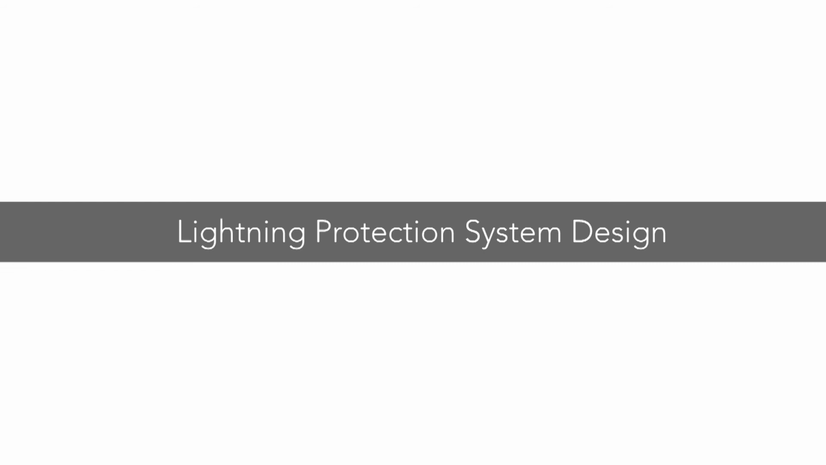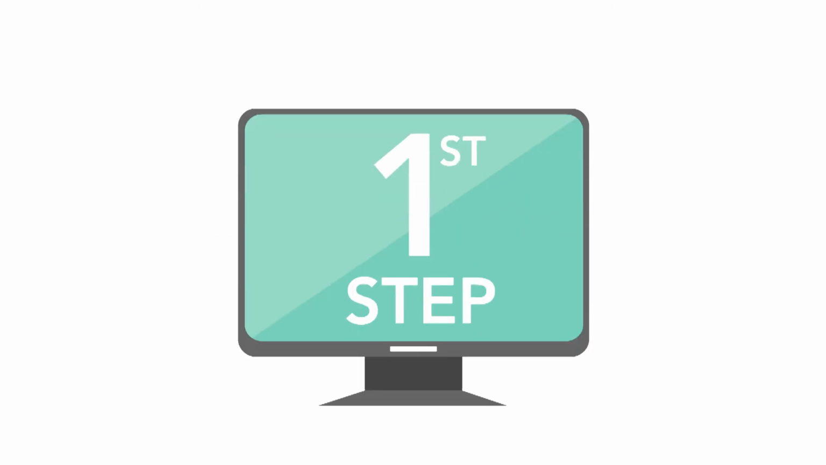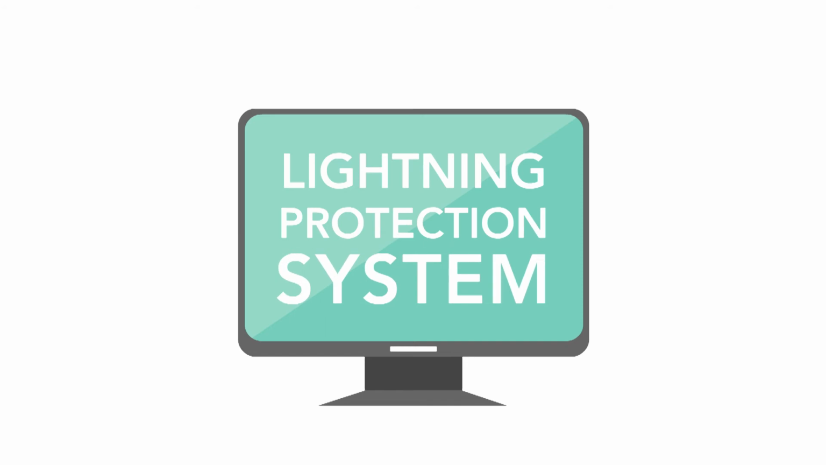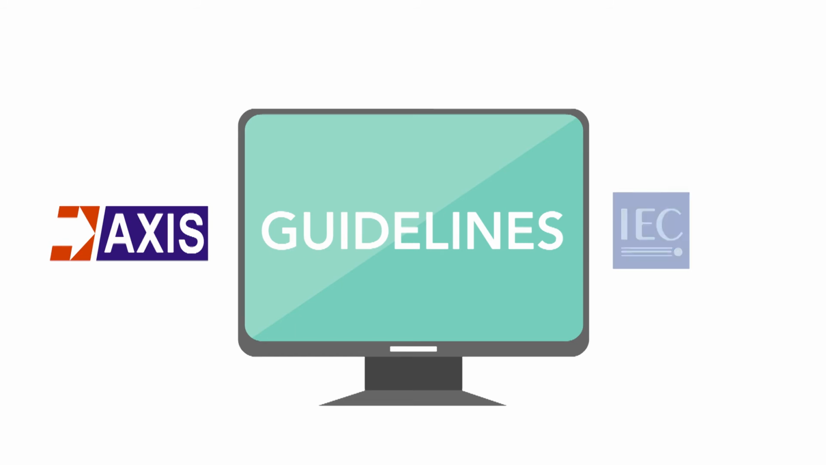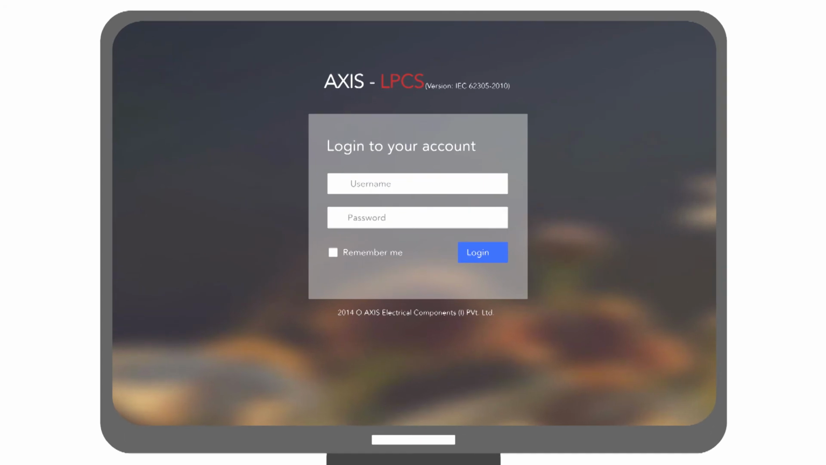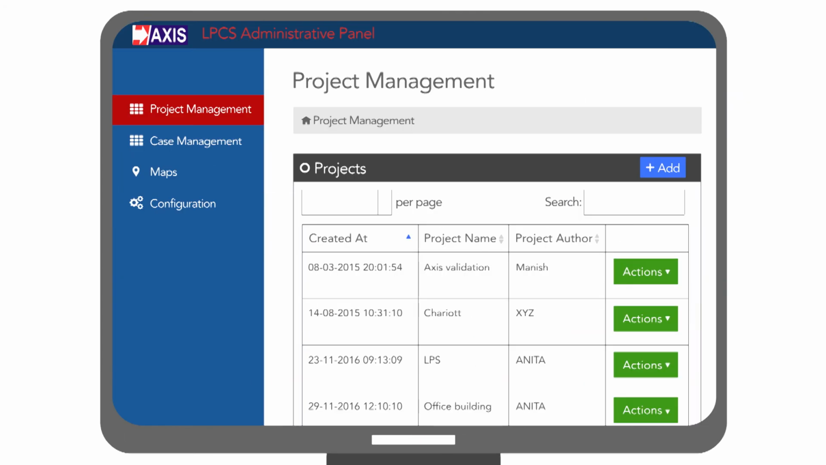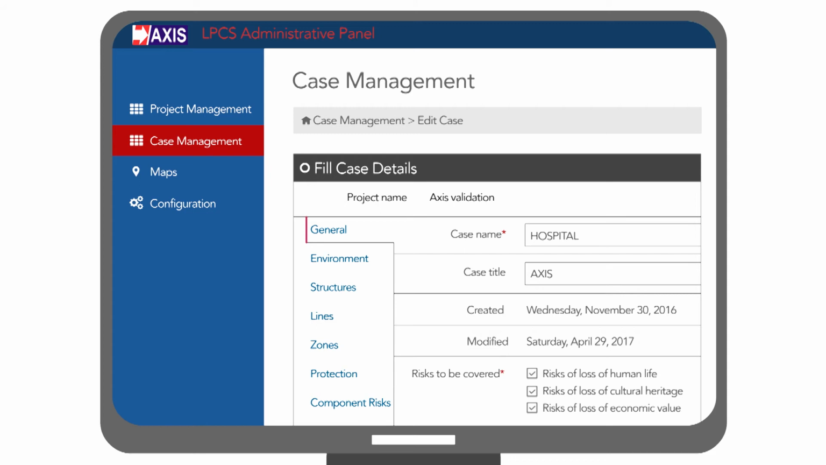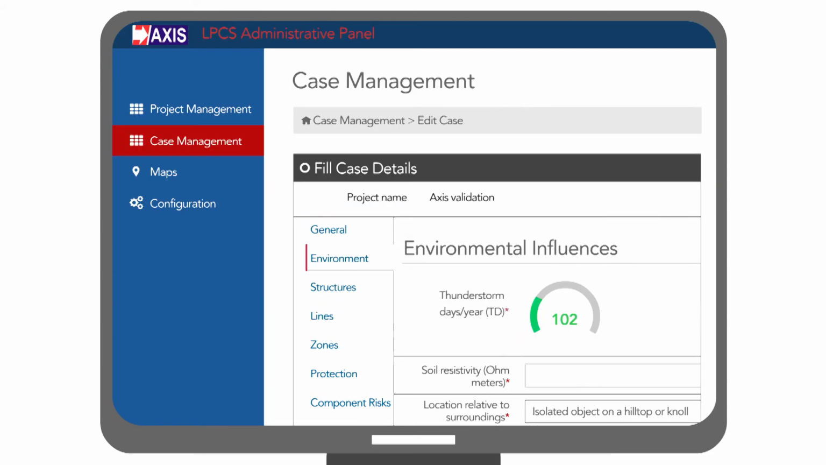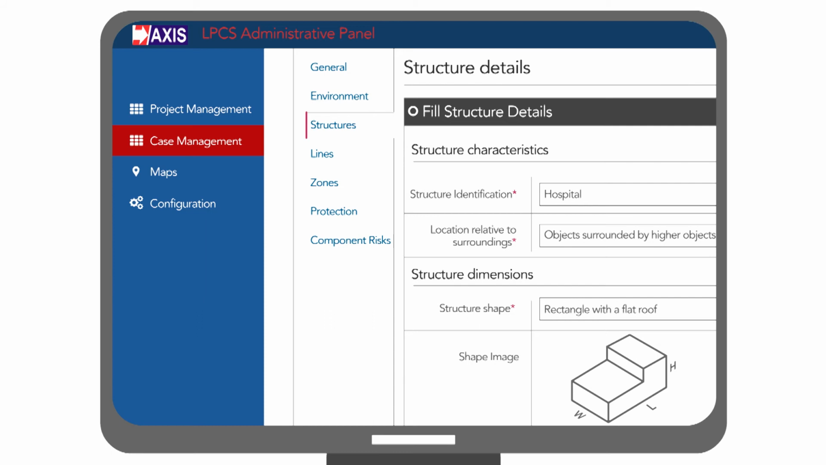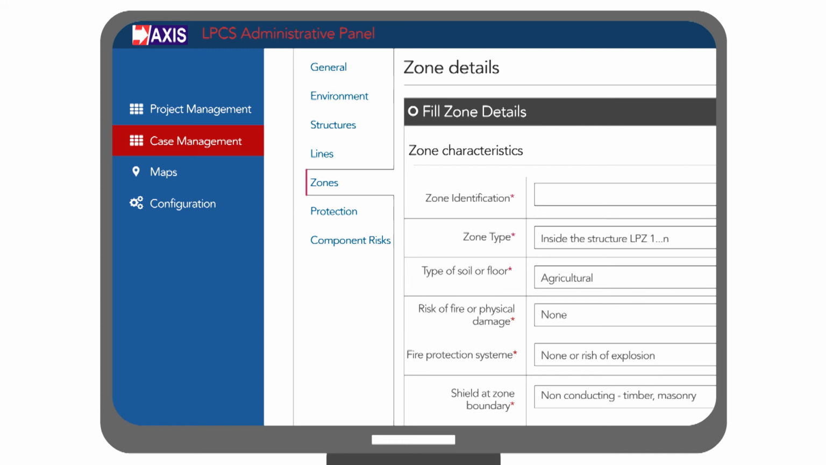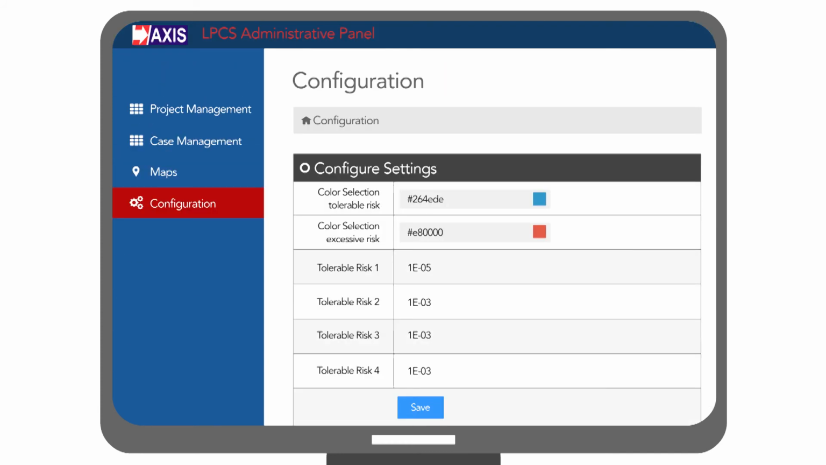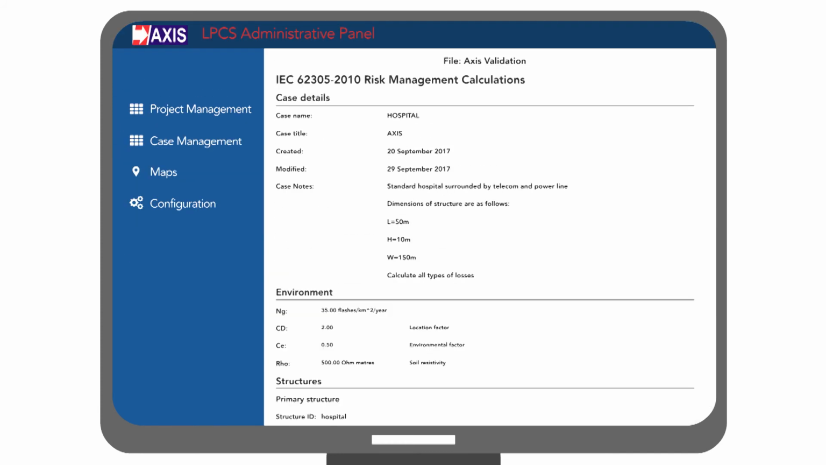Lightning Protection System Design. The first step in designing a lightning protection system is risk assessment. Axis has used the guidelines of IEC 62305 Part 2 to design a risk assessment software that allows you to assess the risks and determine the class of lightning protection system (LPS) for your structure. This software uses parameters unique to your structure to help you determine the best and most efficient protection system.